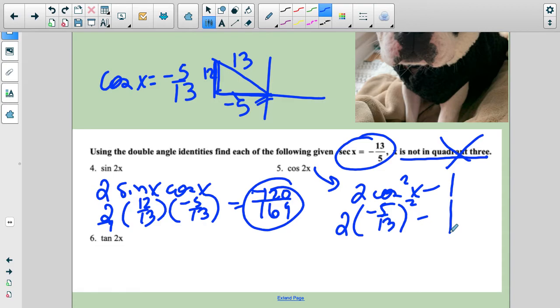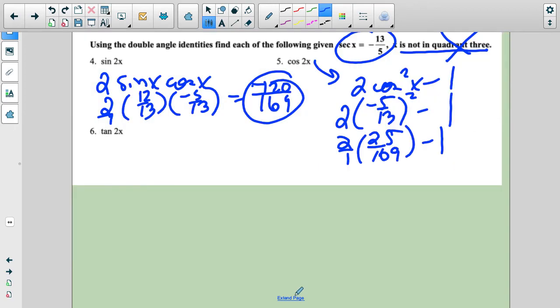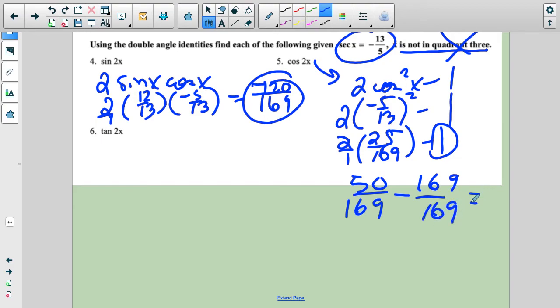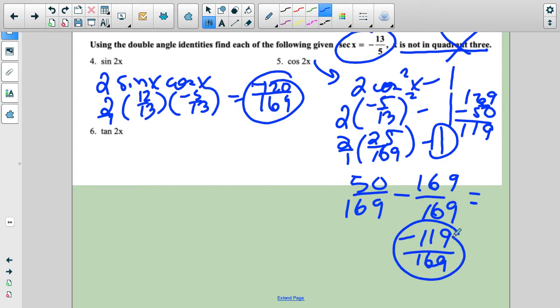All right, so I'm going to keep talking to myself. So this is 2 over 1 times 25 over 169 minus 1. That gives me 50 over 169 minus 1, which is 169 over 169. And so 50 minus 169 is negative 119, so you get negative 119 over 169. That's the answer to cosine 2x.